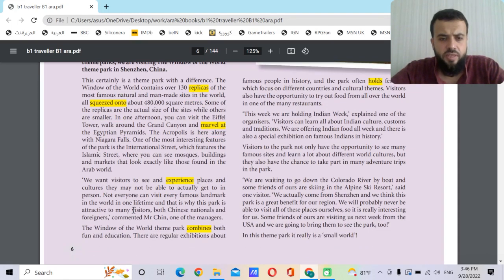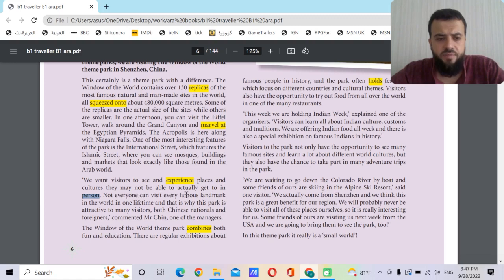We want visitors to see and experience places and cultures they may not be able to actually get to in person. They here, we're talking about the visitors. Be able to, can. So they can't actually get to see in person. They are not able to see in person. Not able to, can't. See in person. So they experience it themselves, face to face.